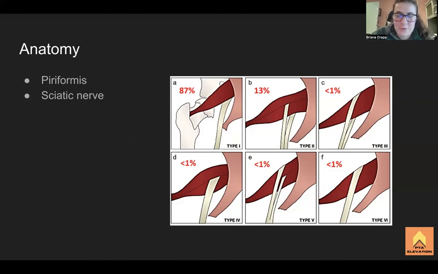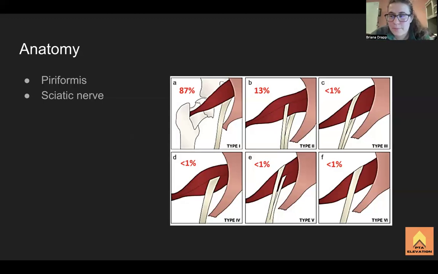The piriformis muscle, which is one of our deep external rotators of our hip, and then our sciatic nerve, which supplies most of the innervation to our hamstring musculature, and then it breaks off into our common peroneal nerve and our tibial nerve to basically innervate the rest of the leg. So pretty much our sciatic nerve is innervating about like 70% of our entire lower extremity. So if we got a problem with our sciatic nerve, we got issues.